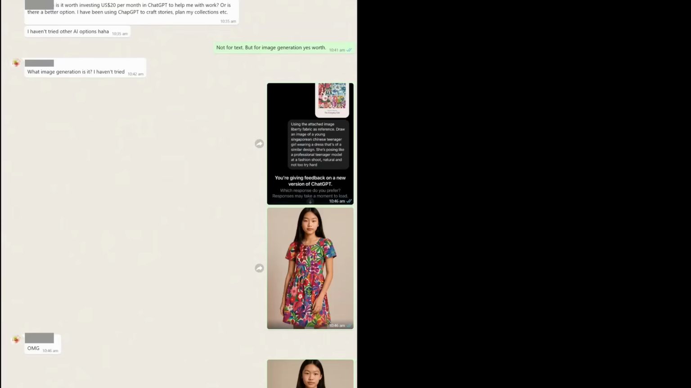I want to share with you a real story of how ChatGPT massively improved my cousin's online business. So she runs an e-commerce store selling dresses, and here's an actual WhatsApp conversation I had with her a couple of weeks ago. So she starts off asking me if she should pay $20 and get the GPT Plus plan, right?